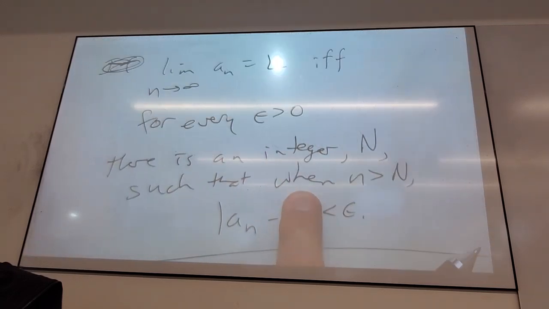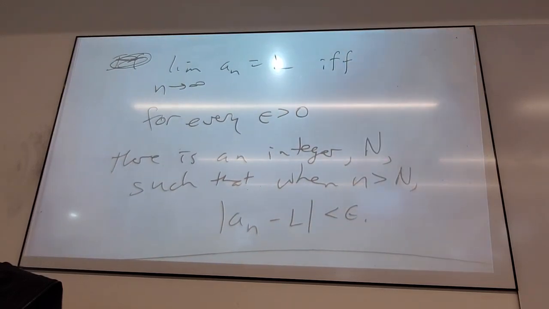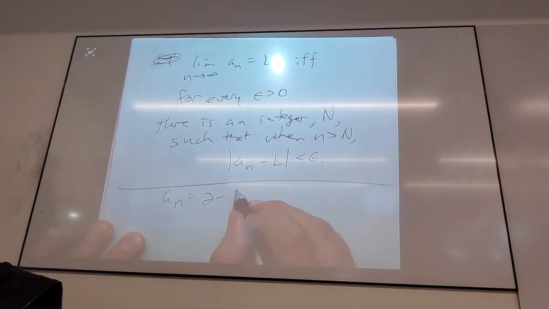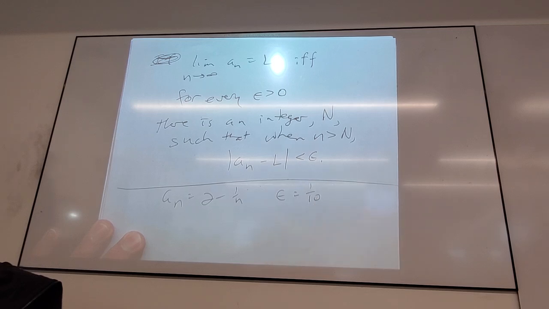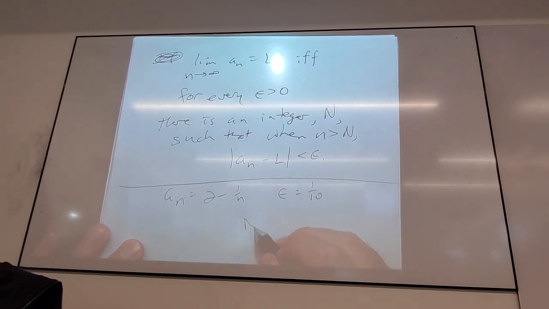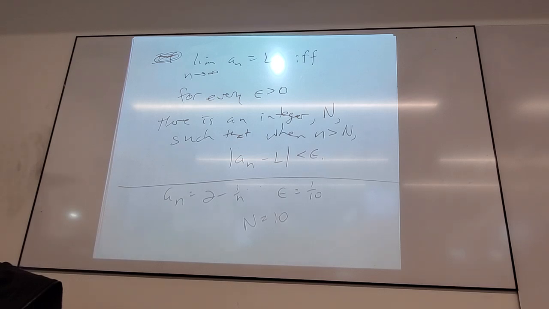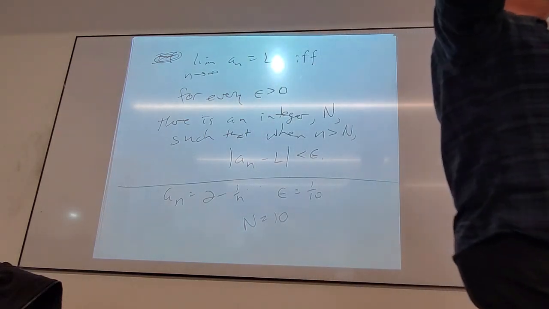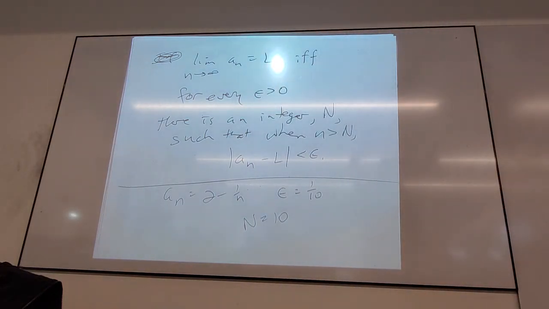So to follow along with the earlier thing we did, when a_n was 2 minus 1 over n, and somebody said epsilon was 1/10, we made n 10, yes? If I go out to 10, I'm 1/10 away from 2. And then if little n is bigger than 10, I'll always be closer than 1/10, yes? Because then the next one is 2 minus 1/11th. The next one is 2 minus 1/12th. I keep getting closer to 2, don't I? I'm always at most 1/10 away from 2.